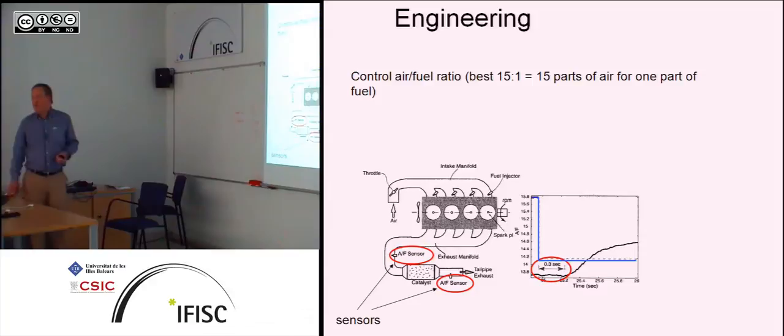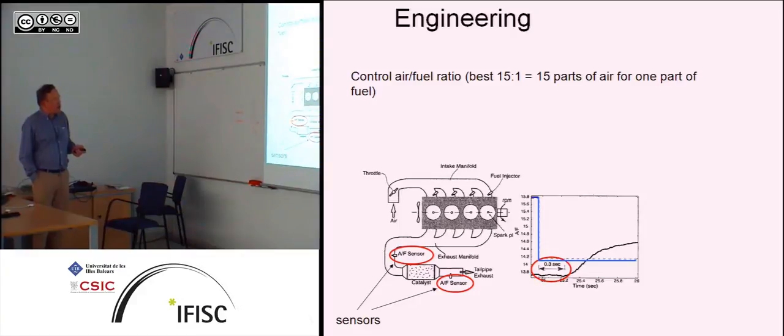Now we come to a different world. Imagine for a moment that you're an engineer working for a car company, and you have to control the air fuel ratio. This is an important environmental constraint. If you want to sell your car, you need to have this ratio here, which means 15 parts of air for one part of fuel. So this is a control. How can you actually do this?